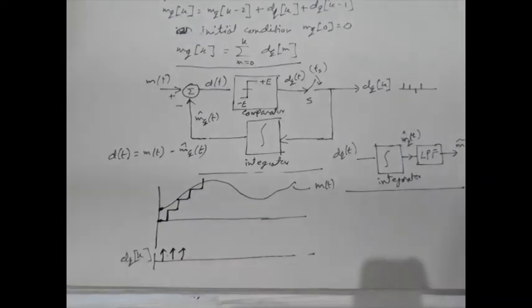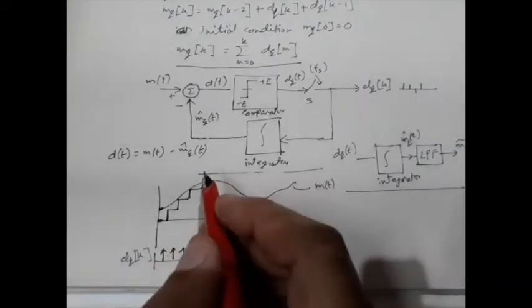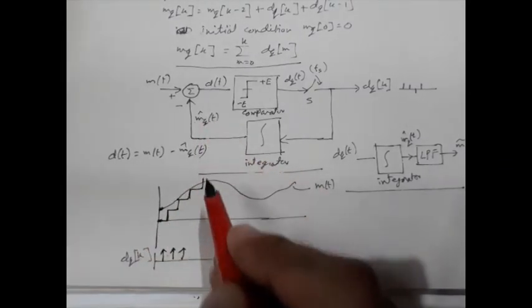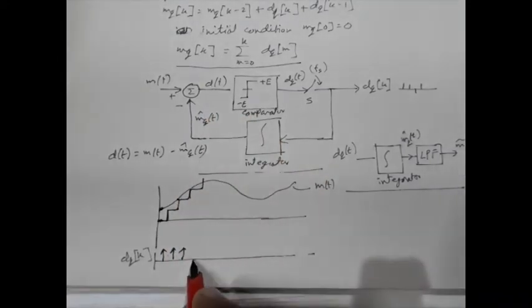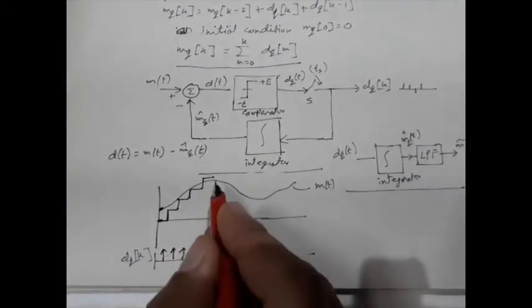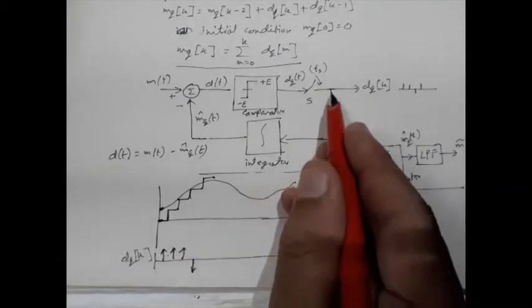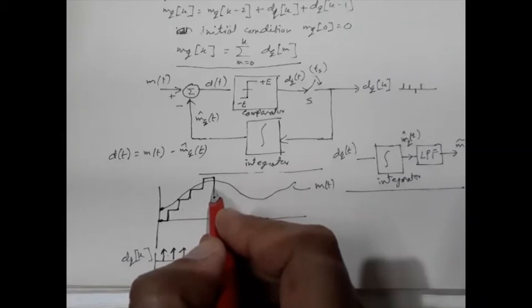Now consider this situation. Here the situation is just reversed. In this case M̂Q(t) is higher than M(t), so D will be negative. Once D is negative, it will produce a minus E. That means here we will get a negative spike. Once we get this negative spike, that will be fed back. So integrator output will move in a downward direction by the same amount, and it will continue.